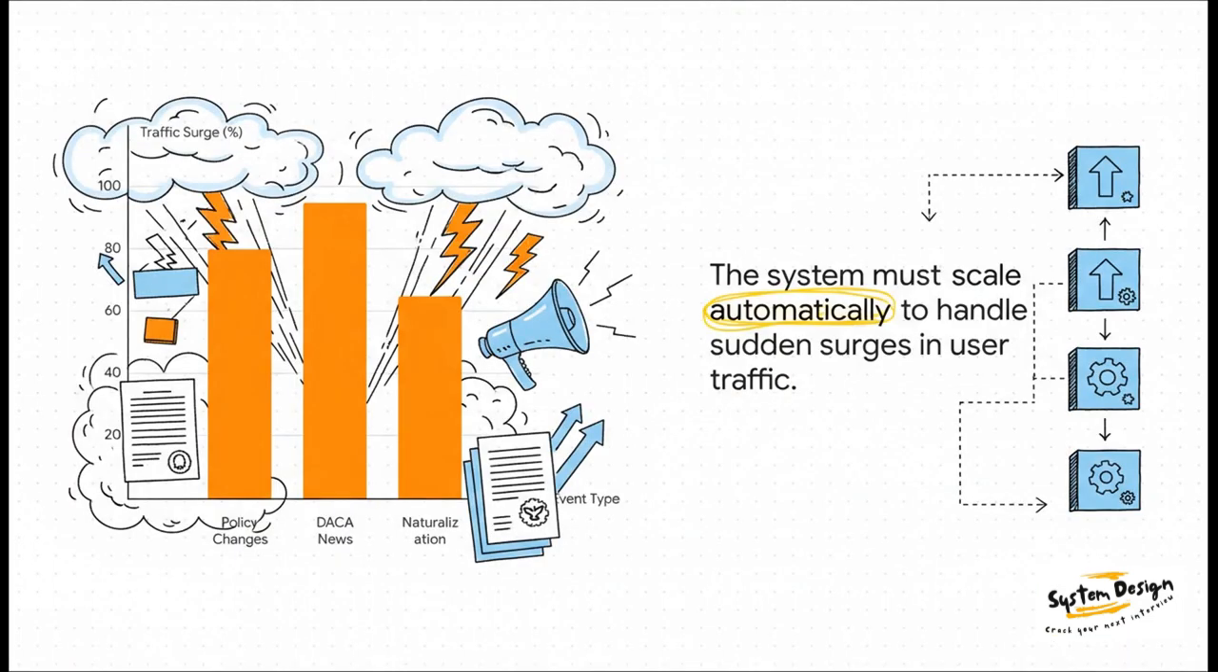As you can see from this chart, a single policy announcement can cause traffic to just spike overnight. The system can't wait for a human to run and add more servers. It has to be smart enough to scale itself up automatically and instantly to meet whatever demand comes its way.